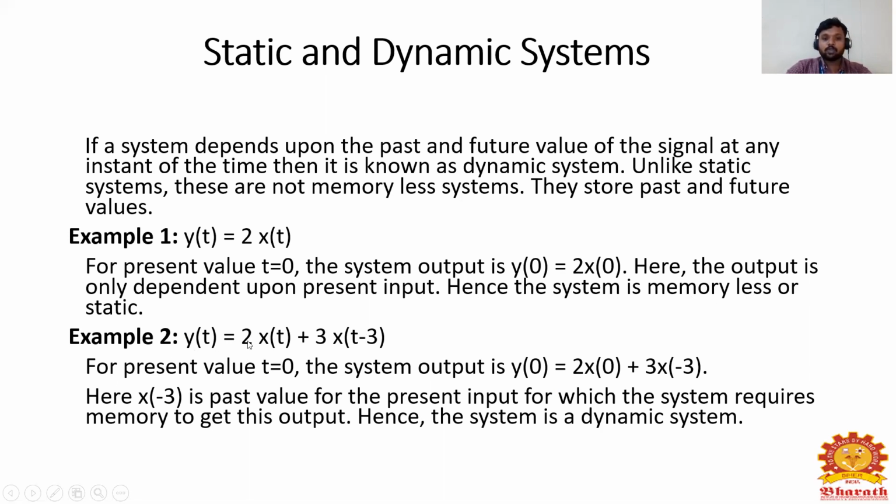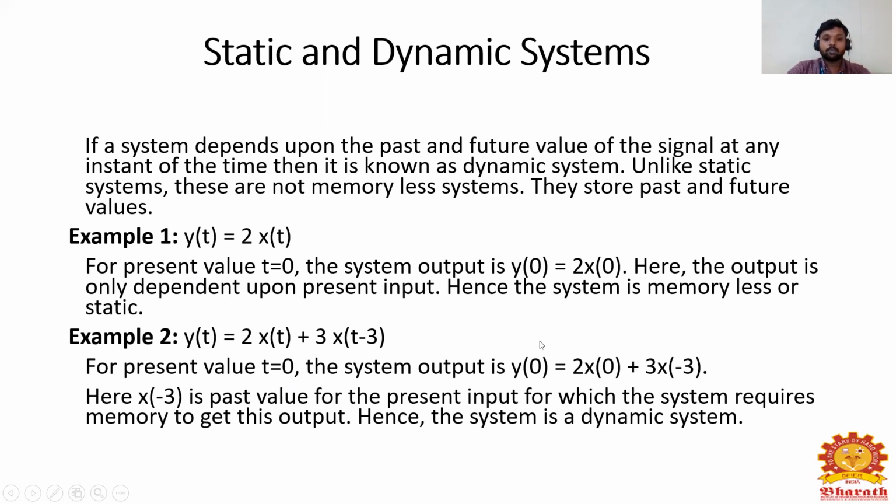So let us see example 2. y of t is equal to 2 into x of t plus 3 into x of t minus 3. For the present value, substitute t is equal to 0. The system output is y of 0 is equal to 2 into x of 0 plus 3 into x of minus 3, because in the place of t I have to substitute 0. So 0 minus 3 is minus 3.